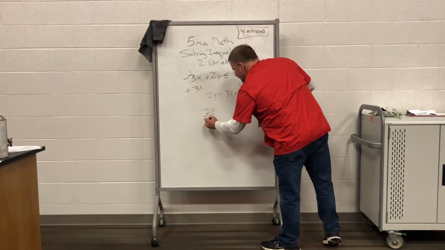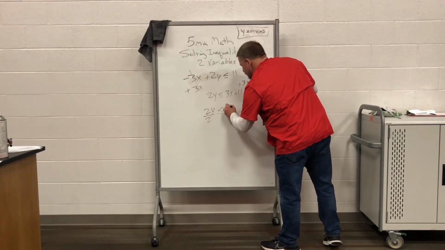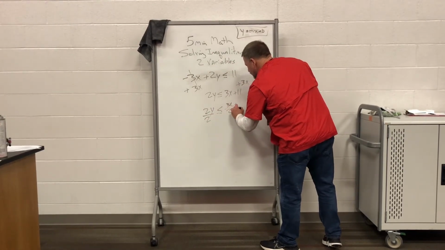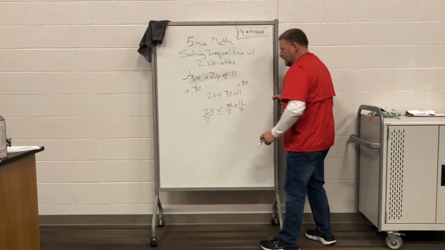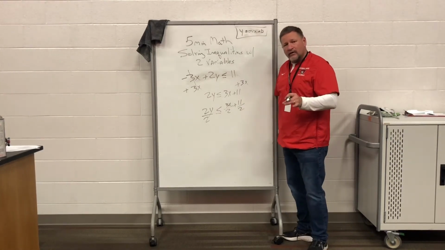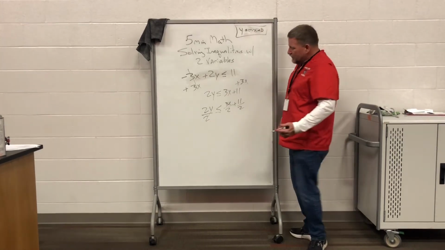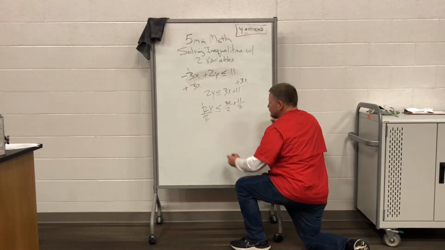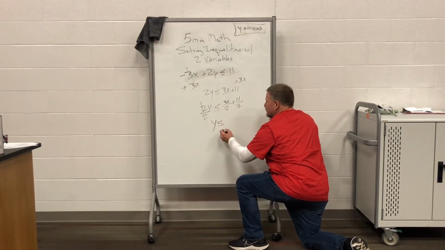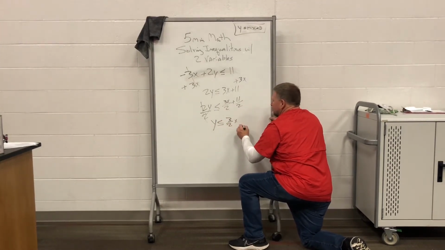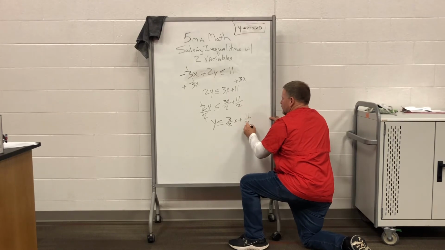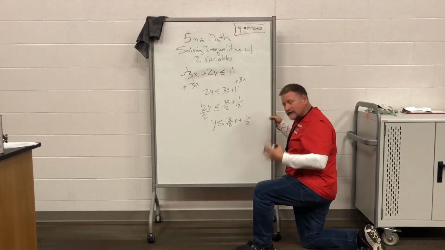So I get 2y divided by 2 is less than or equal to 3x divided by 2 plus 11 divided by 2. Now, did I change the sign? No. Why? Because I'm dividing by a positive number. Okay, so let me finish this out. What's going to be canceled? The 2's are going to be canceled. I get y is less than or equal to 3 halves x plus 11 halves. All right, that's one example.